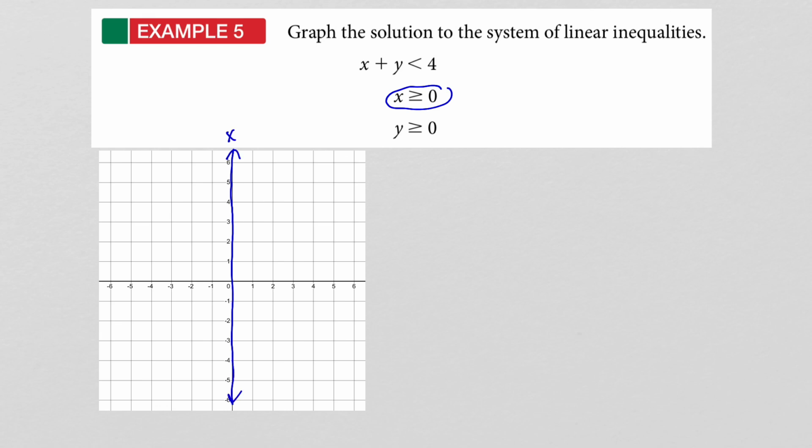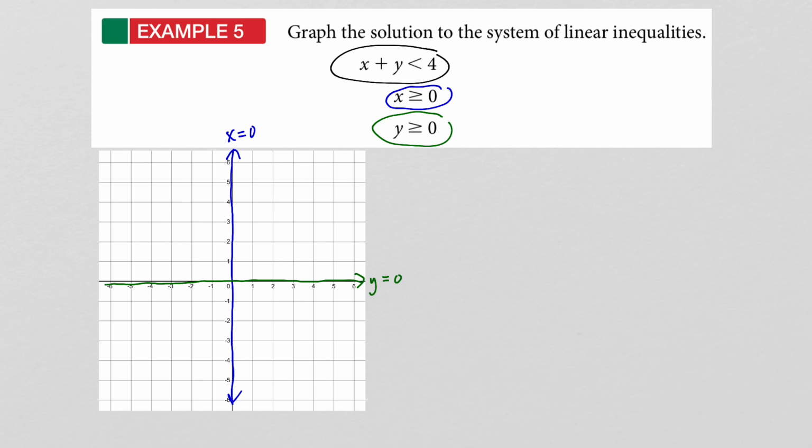So that's the line x equals 0. Then we'll go ahead and jump to y equals 0. That's going to be this horizontal line right here. So notice that y equals 0 is the x-axis and x equals 0 is the y-axis. And then we have the line x plus y is less than 4.